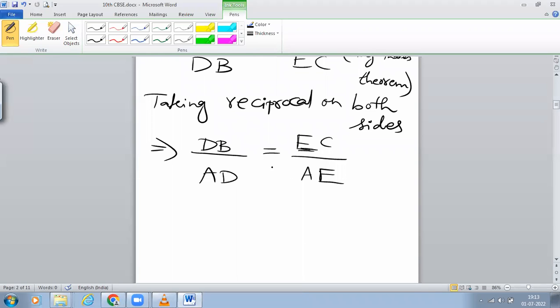Again, in the next step, I'm going to add 1 to both the sides. There will be no change in the equality, because whenever you add the same number on both sides, the equation will not get any change. The equality will not be disturbed. So for that, we are adding 1 on both the sides. Next step: adding 1 on both sides.